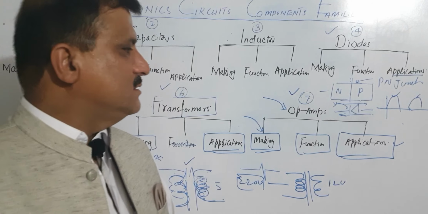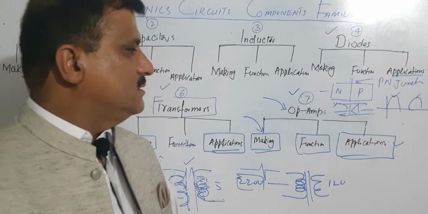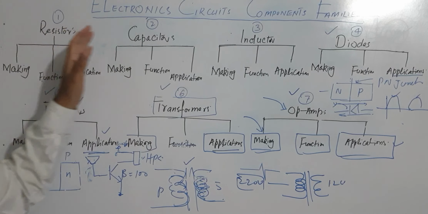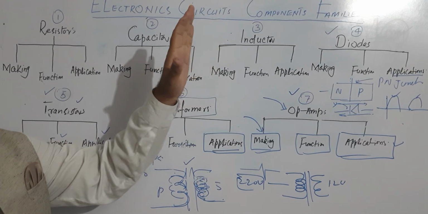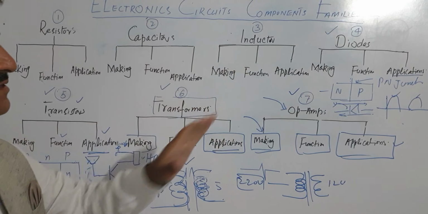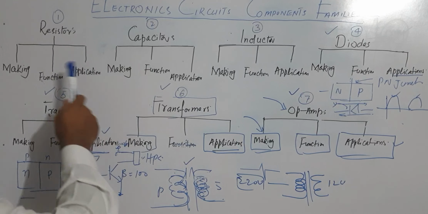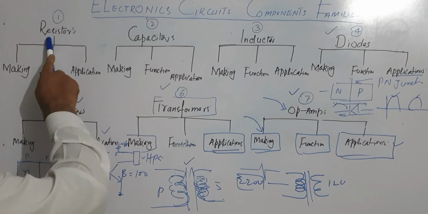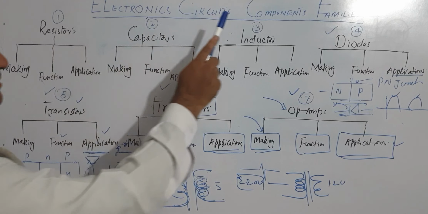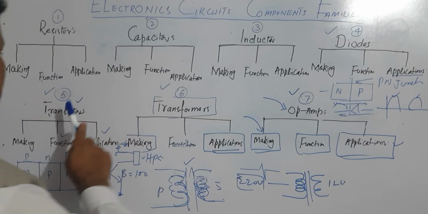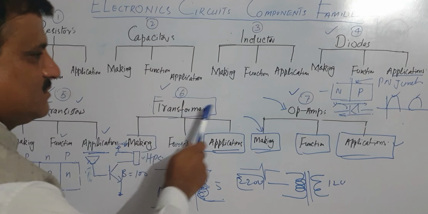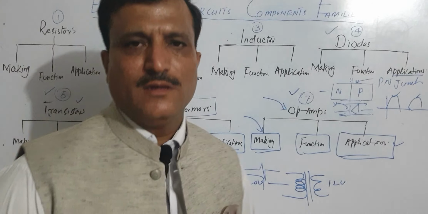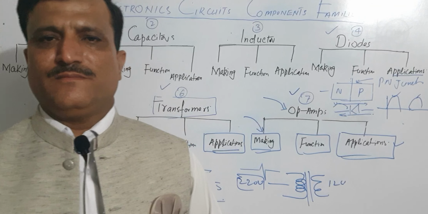So finally I will summarize that in this lecture I have talked about the 7 components, or the 7 families, of electronic circuits, and I have talked about the making, the function and the basic applications of all these components. We talked about the resistor, the capacitor, the inductor, the diodes, the transistors, the transformers, and operational amplifiers. So that's all for today's lecture.